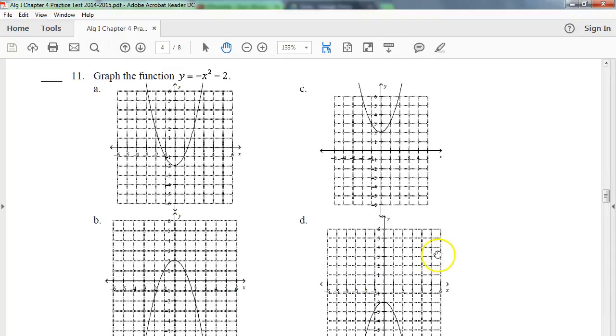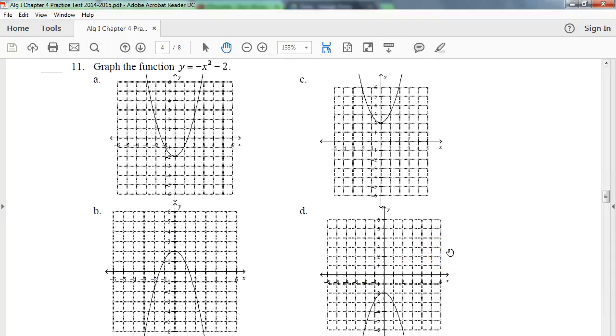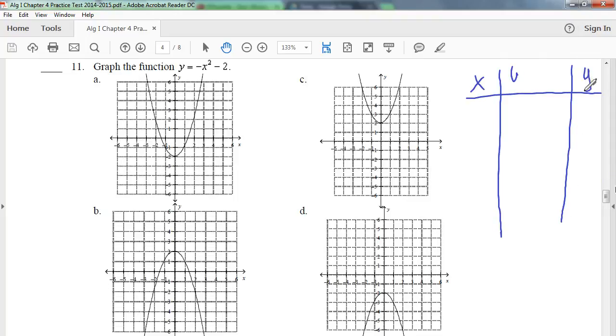Number 11, graph the function y equals -x squared minus 2. Again, we can make ourselves a table here. I'm going to leave a space in the middle to do a little bit of work this time so we can write down some steps in the middle. So we have -x squared minus 2. And we'll choose those same values, the -2, -1, 0, 1, and 2, and see if that gets us the shape we expect to see.